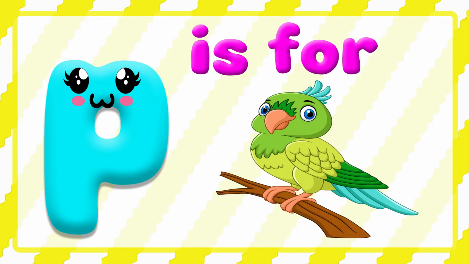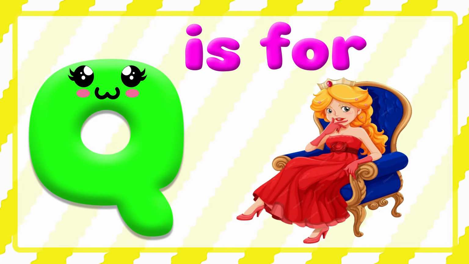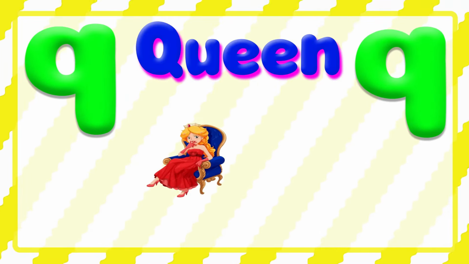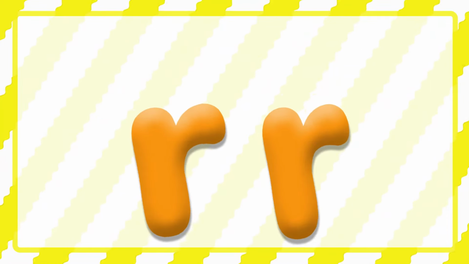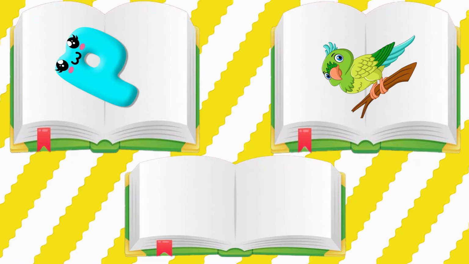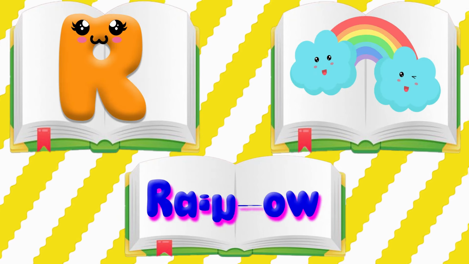P is for parrot. P, p, p, p. Parrot. Q is for queen. Queen. R is for rainbow. R, r, r, r. Rainbow. P, parrot. Q, queen. R, rainbow.